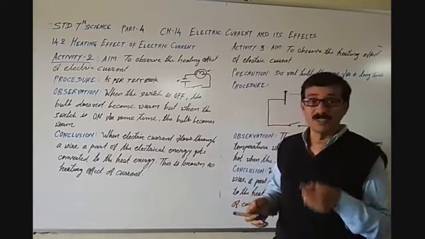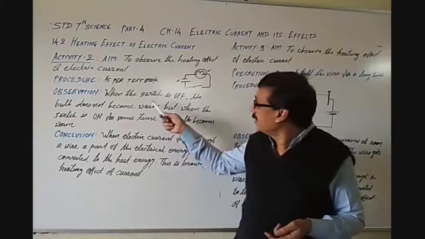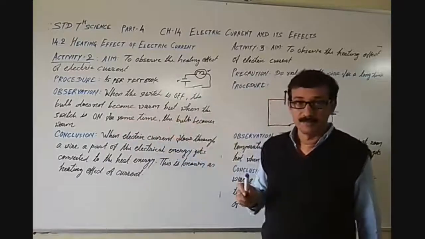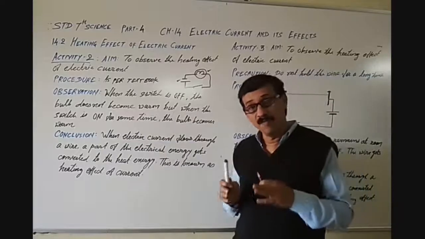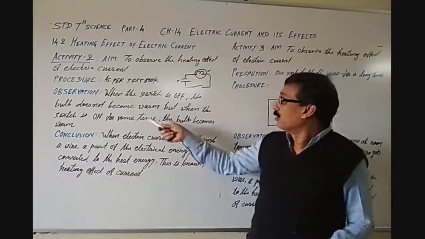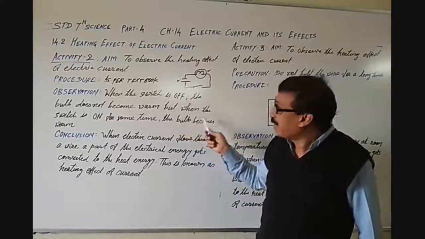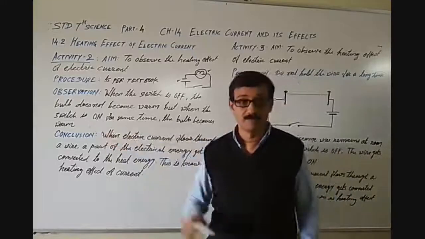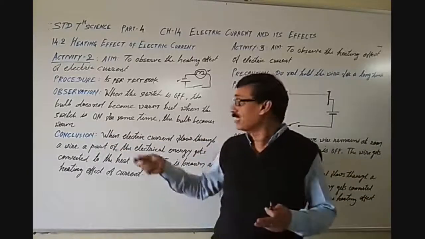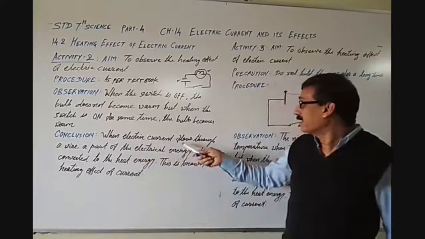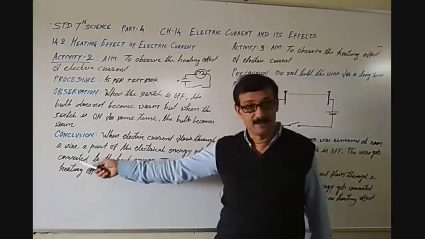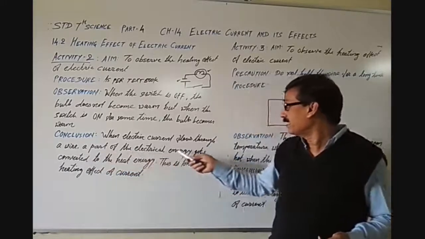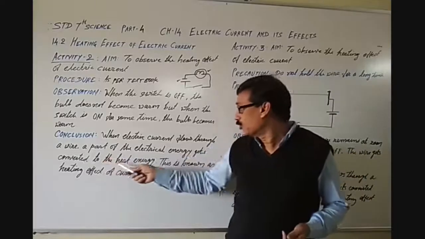Okay, let's see the observation. What happens actually? When the switch is off, the bulb does not become warm. But when the switch is on, for some time the bulb becomes warm. So the conclusion is what? When an electric current flows through a wire, a part of the electric energy gets converted to heat energy.